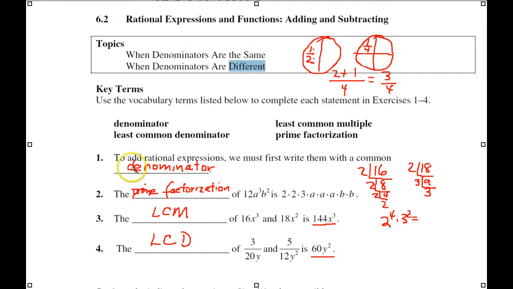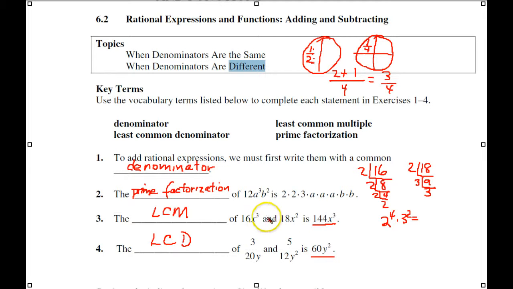Okay. In number 2, we talk about prime factorization. Well, we take 12 and divide it into its prime factors, and then the a to the third and b to the third, and this is what you get. Now for number 3, the least common multiple of the numbers 16x to the third and 18x to the second is 144x to the third.